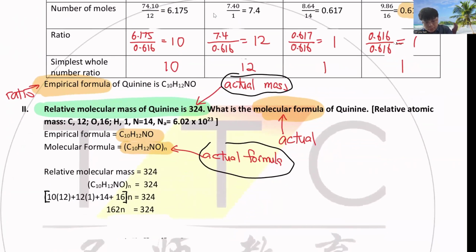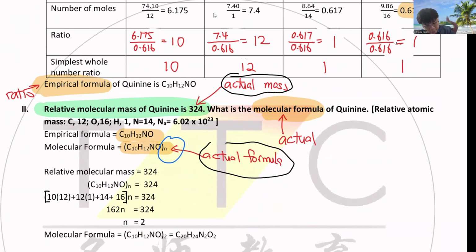So after that, you bring over, you'll get n equals 2. After you get n equals 2, you put in the n first. You see this n you get already, so you put it here, 2. Then your actual formula will be C20H24N2O2.